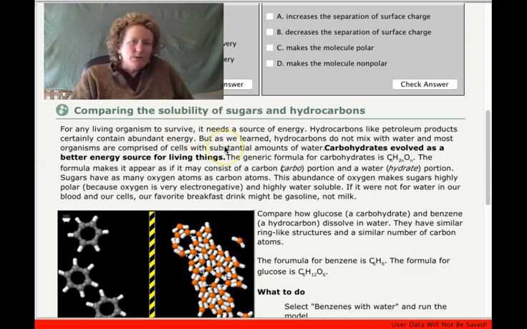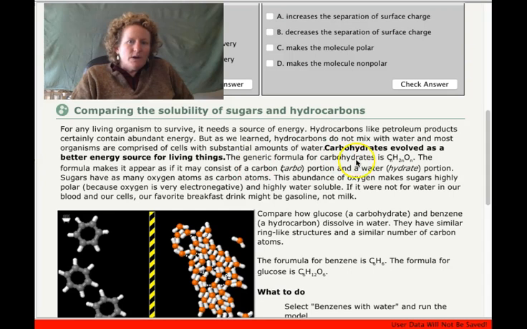Carbohydrates are an important source of energy. Hydrocarbons are petroleum products and contain abundant energy, but hydrocarbons don't mix with water, and since we're mostly consistent of water, we don't use hydrocarbons as a source of energy. Carbohydrates evolved as a better energy source for living things.